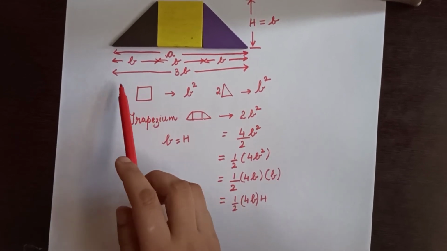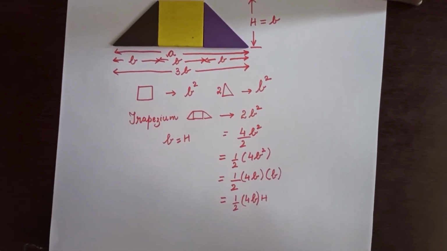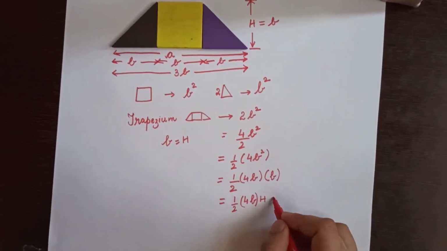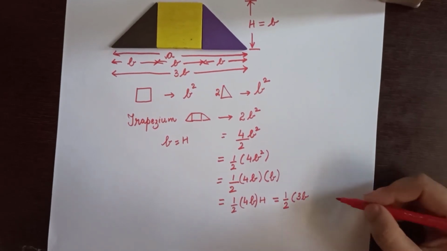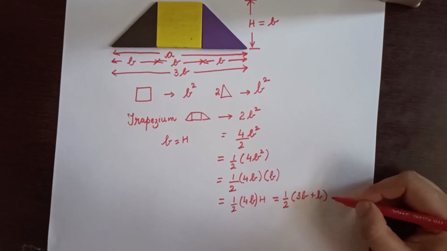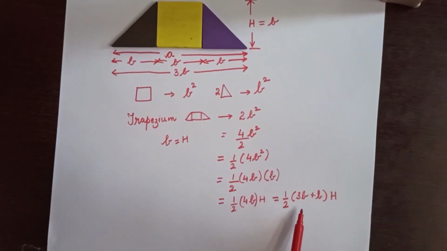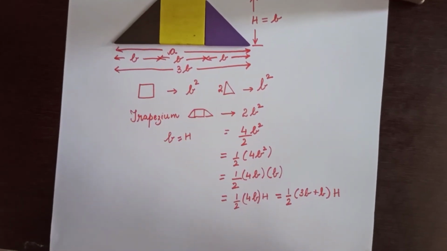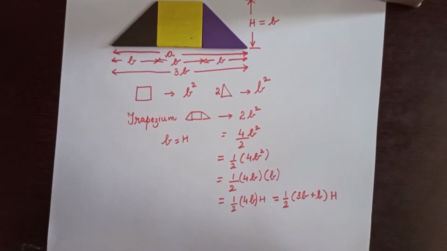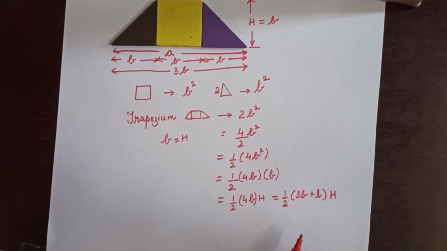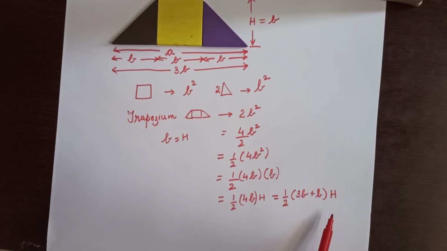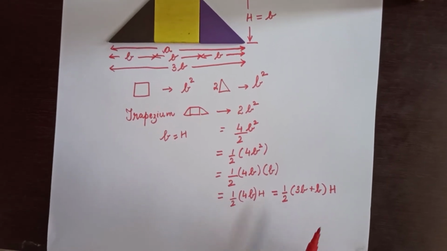Now if you observe it, 4b is equal to 3b plus b, half into 3b plus b times h. So 3b plus b, we can say, is the sum of the parallel sides of the trapezium, and h is the height of the trapezium. So we have reached the standard formula of the trapezium, which is half into sum of parallel sides into the height of the trapezium. So I hope you enjoyed this video of mine.